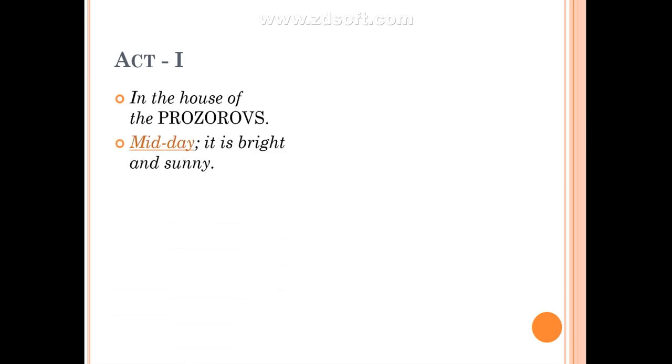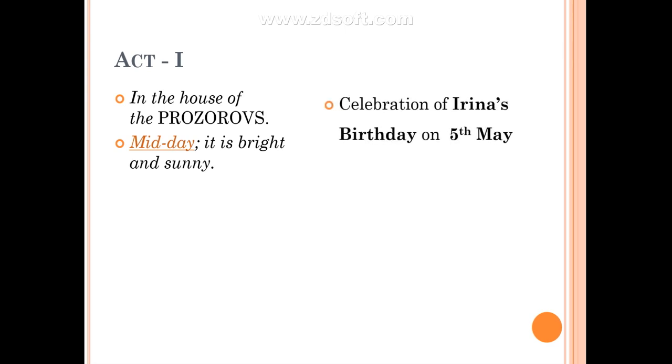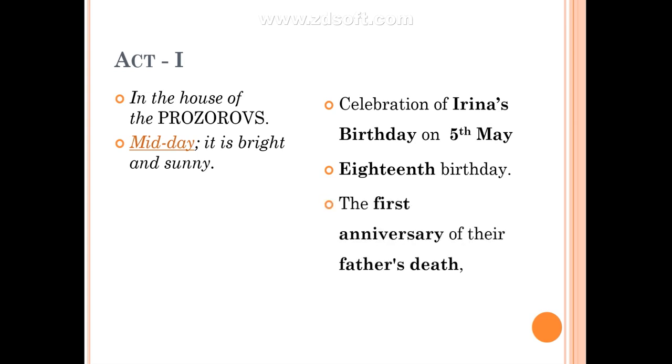Then we proceed to Act 1. In the last lecture, we discussed that Act 1 was set in the house of the Prozorovs. It was midday, and it was a bright and sunny day. Then it was the celebration of Irina's birthday on the 5th of March, and it was her 18th birthday. We discussed yesterday that it is also the first anniversary of their father's death. Means their father died 1 year ago. So it is a death anniversary.